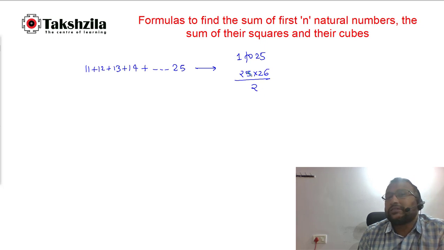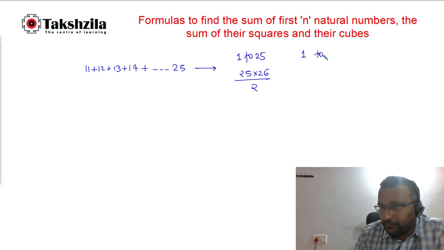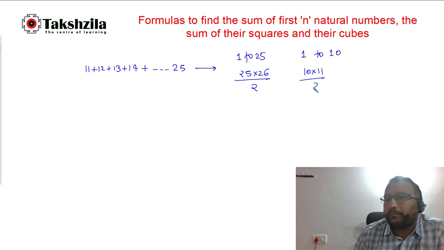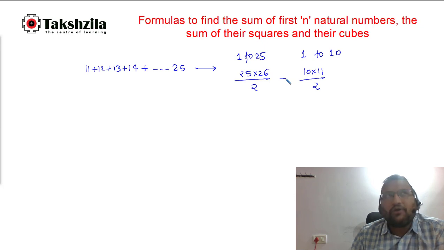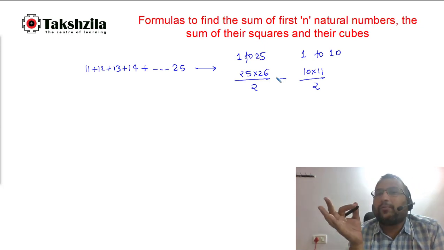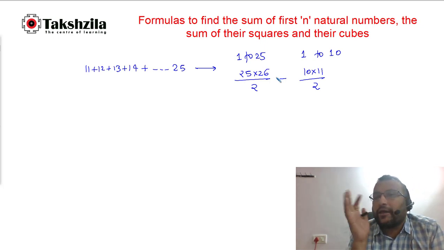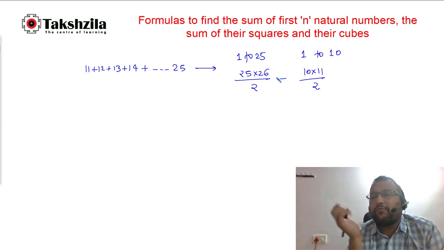And from this sum we don't want the sum of 1 to 10, and the 1 to 10 addition becomes how much? 10 into 11, n into n plus 1 divided by 2. So our answer is the subtraction of these two numbers. We can use the formula of arithmetic progression also here, but let's not get into that right now. Let's see how we can use this formula instead.